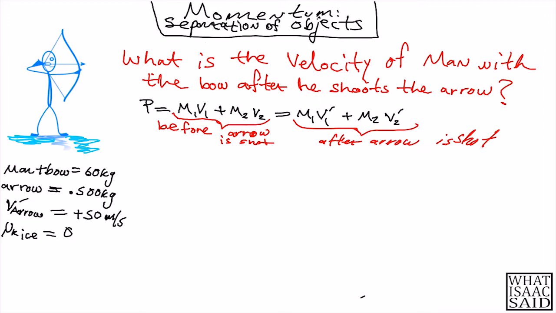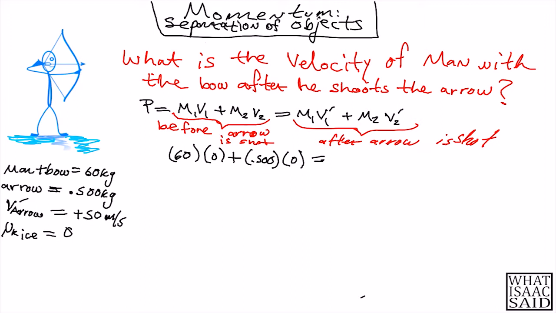I'm going to work on this side first. The mass of the man and the bow is 60 kilograms. My velocity is 0. Plus the mass of the arrow, which is 0.500. The reason why the velocity of the man is 0 is because before he shoots the arrow, he's not moving. The same thing goes for the arrow. My initial velocity of the arrow is also 0 because before the arrow is shot, it has no momentum.